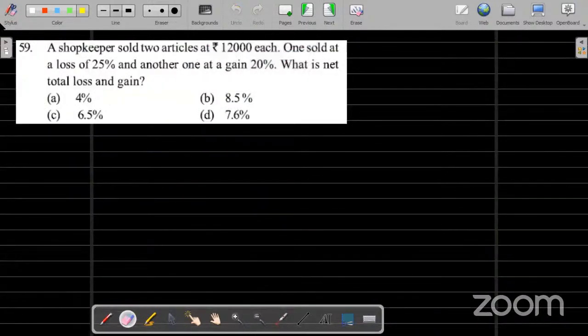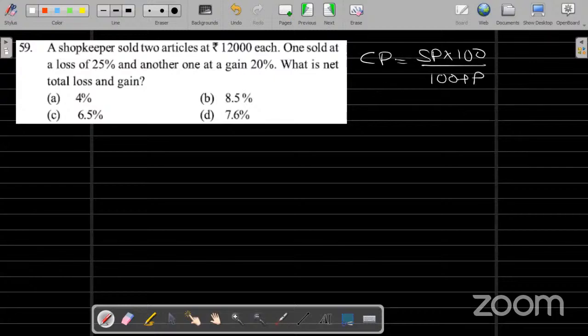Next one, a shopkeeper sold 2 articles at 12,000 each. One sold at a loss of 25% and another one at a gain of 20%. What is the net total loss or gain? Okay. Cost price equals SP into 100 by 100 plus P.